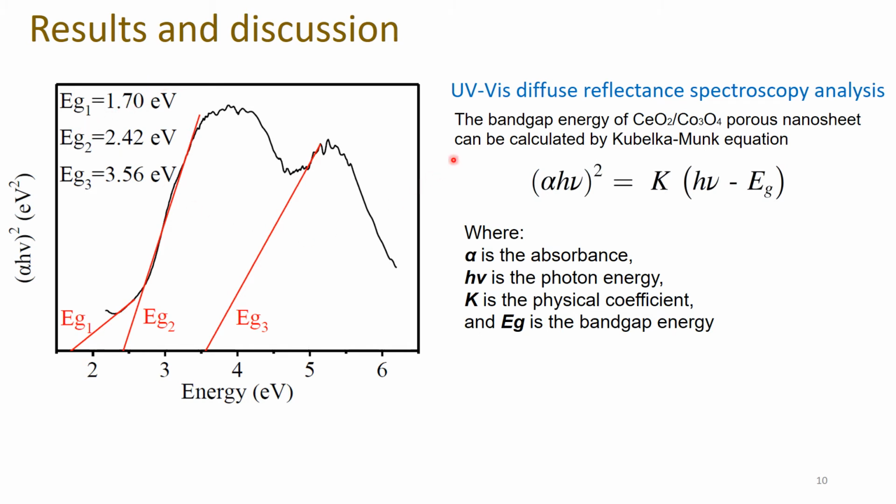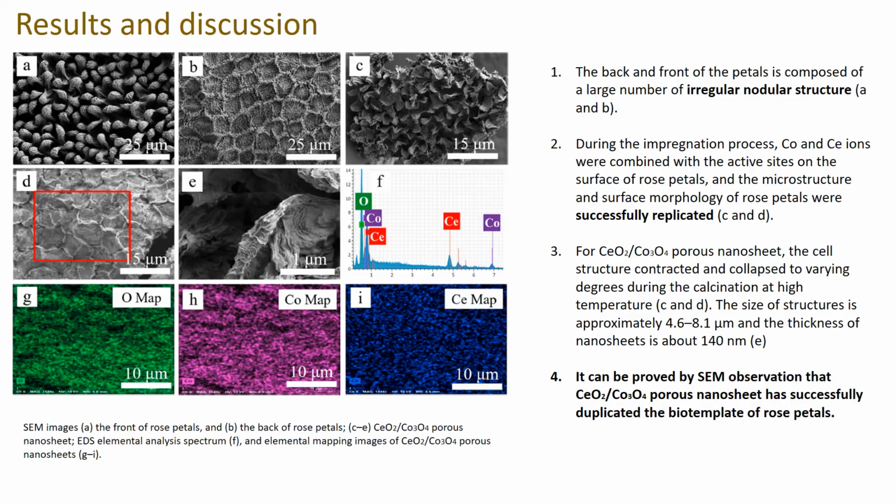And using UV-vis diffuse reflectance spectroscopy, we can obtain that there are three band gaps. Band gap 1 is 1.7 electron volts, band gap 2 is 2.42 electron volts, and band gap 3 is 3.56 electron volts.